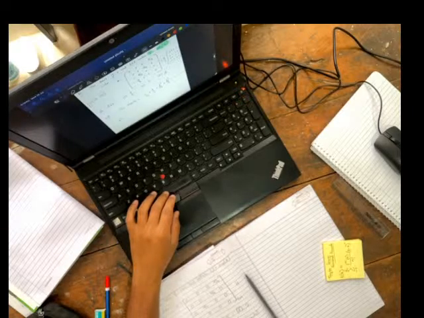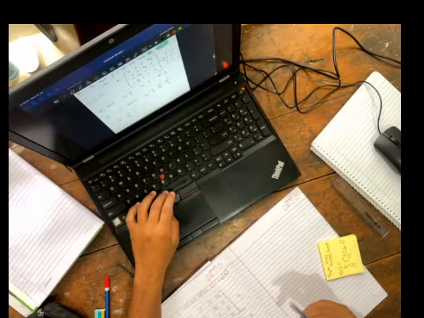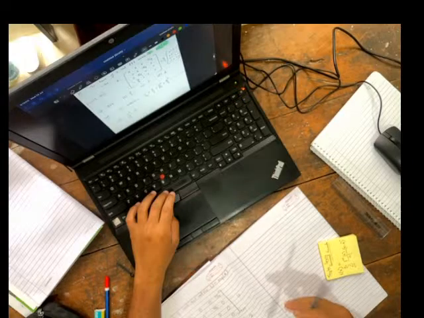Pi by 4 squared, so pi square by 16 times identity. Yes, that will come out. If you want to check, you can check at home. You just square it.